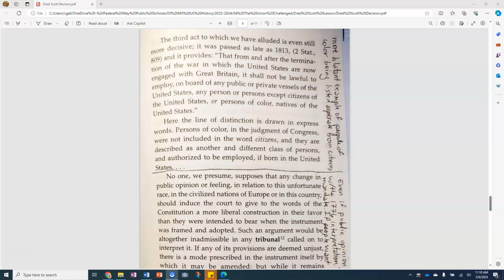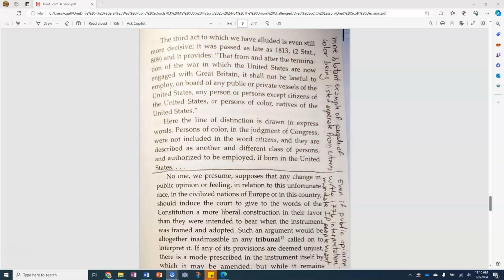Okay. And here is the line of distinction drawn in express words. Here, they could not say it any more clearly, he says. Right? It's very, very clear what the legislature has in mind. Right? In the judgment of Congress, persons of color were not included in the word citizens. So black people are not citizens according to Congress based on a plain reading of this law.